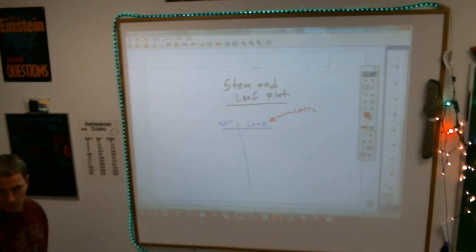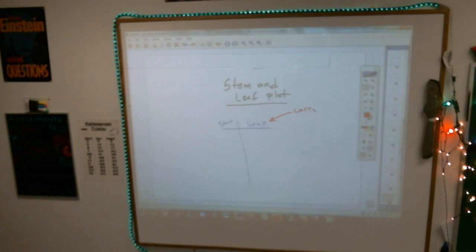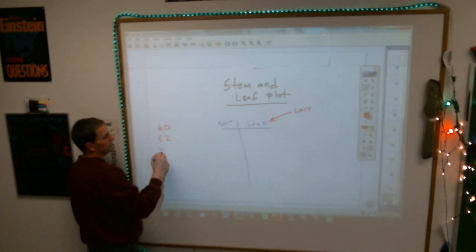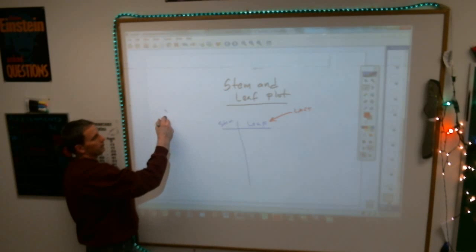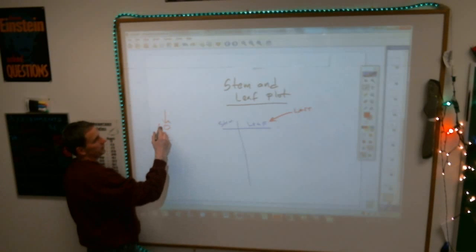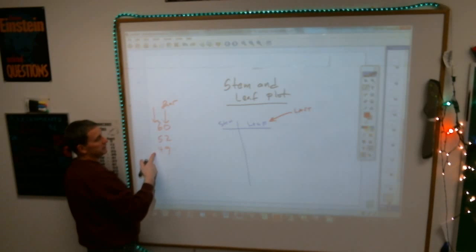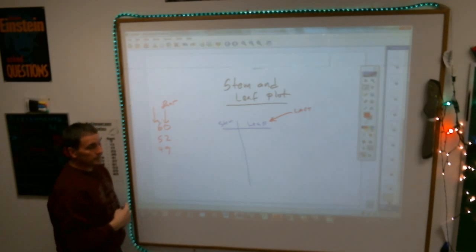Here, I'm going to take the first couple numbers they give us in the book. If you're looking at problem number 6, it gives us 60, 52, and 49. All the last digits are the leaf, and all the numbers in front of that last digit are the stem. So this is the way it would look.